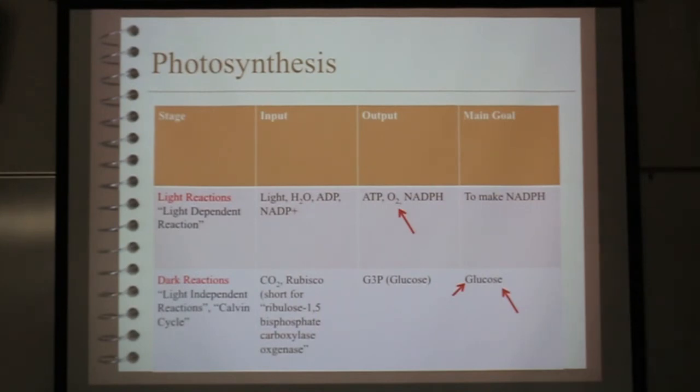So plants make glucose, and then plants also go through cellular respiration to use that glucose to make ATP when they do glycolysis and the electron transport chain and so forth. So that concludes this lecture on photosynthesis.